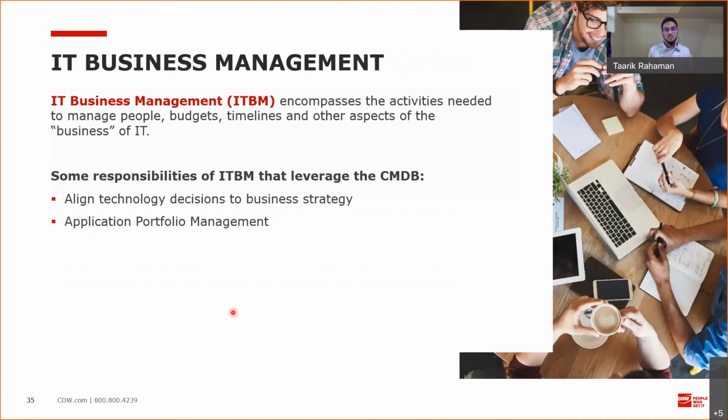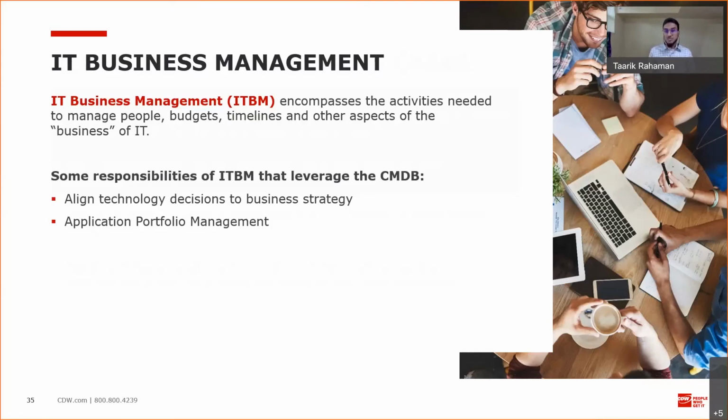Still, especially in large, mature organizations, the CMDB does have a role to play, especially if ServiceNow's ITBM suite has been implemented. Enterprise architects, application owners, and portfolio planners generate opportunities and solutions to align technology decisions with business strategy. So we ask questions like, where is our organization headed? And what technologies do we need to get there?